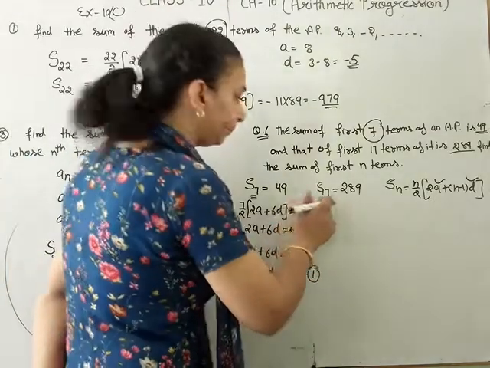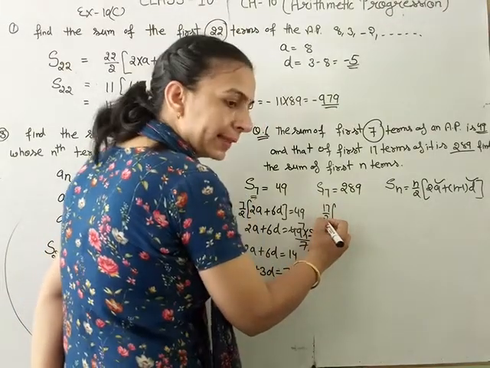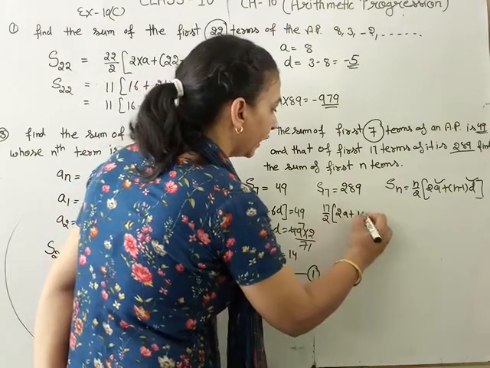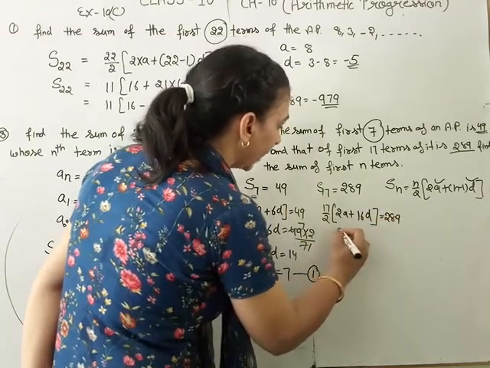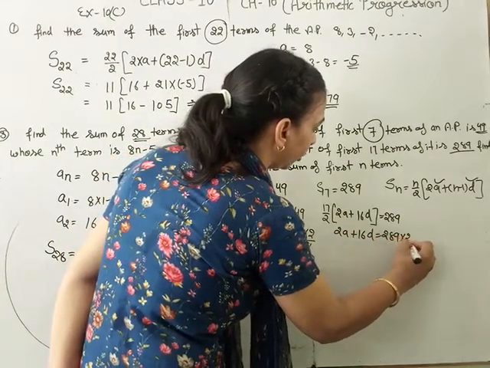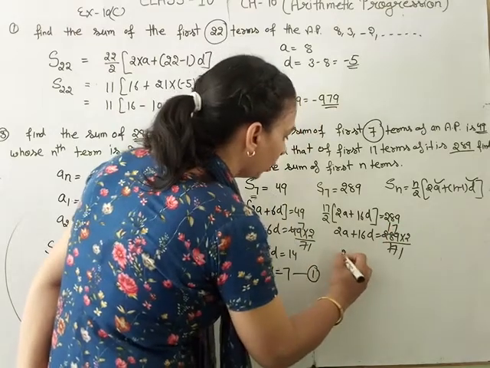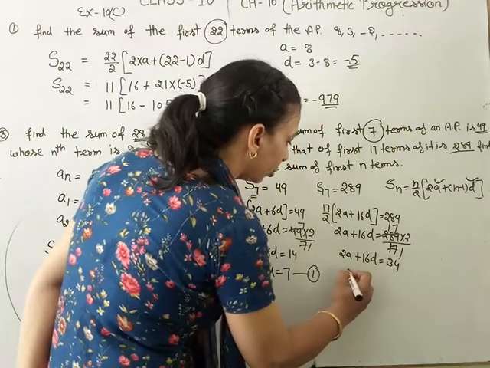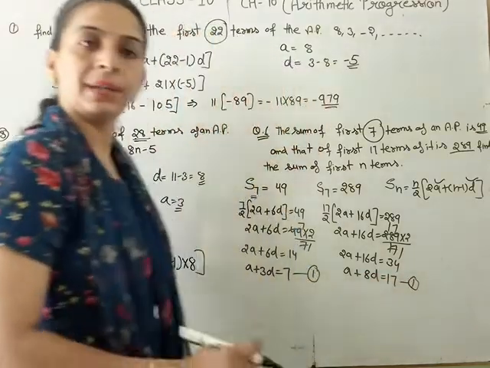From this we find the next equation. S17 means 17 by 2, the sum of 17 terms, n by 2 into 2a plus n minus 1, 17 minus 1 is 16, into d. And this equals 289. Then 2a plus 16d equals 289 multiplied by 2 and divided by 17, which is 34. Cancel 2 throughout, then a plus 8d equals 17. This is equation number second.